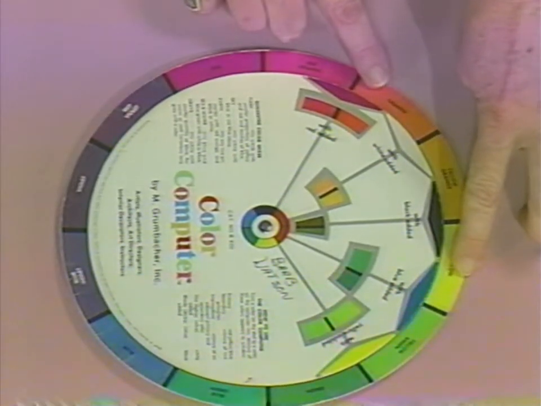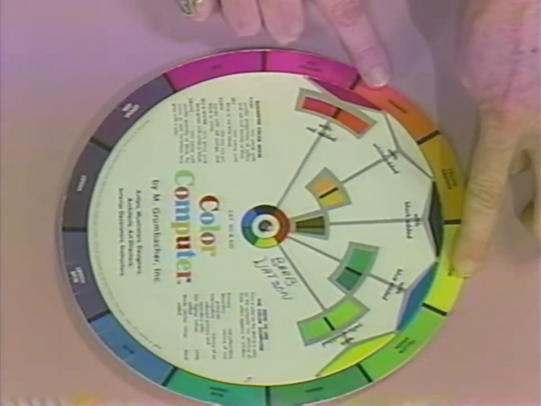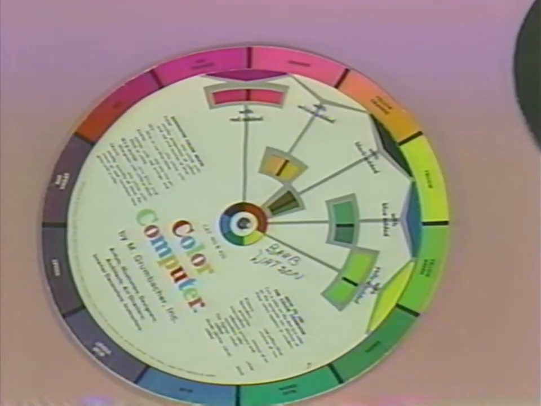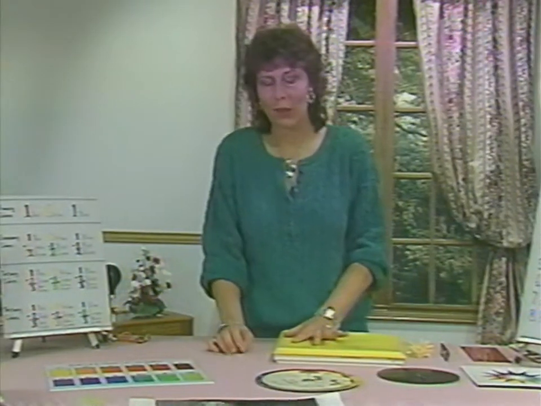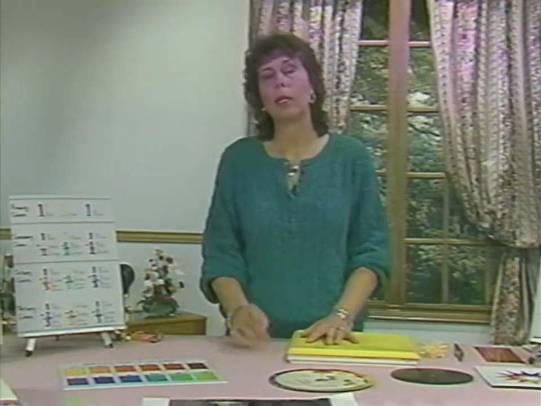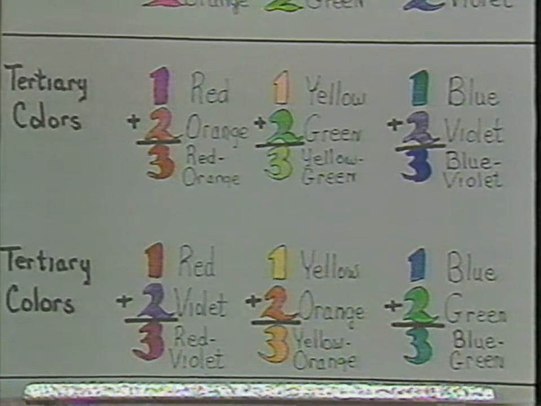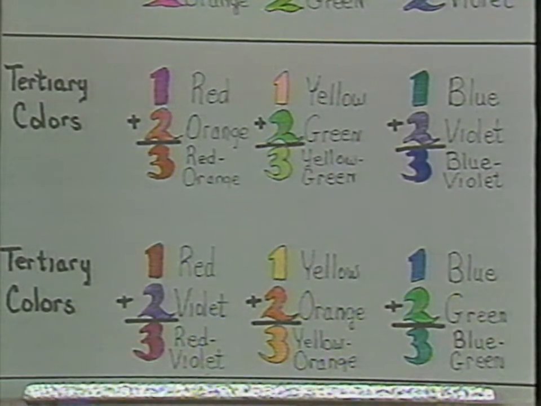1 plus 1 is 2. Why don't you take a minute and mark the number 2 colors on your color wheel? The last category of colors are called tertiary colors. Now, personally, I hate saying that word. Tertiary is one that I kind of get my tongue wrapped around my teeth once in a while.